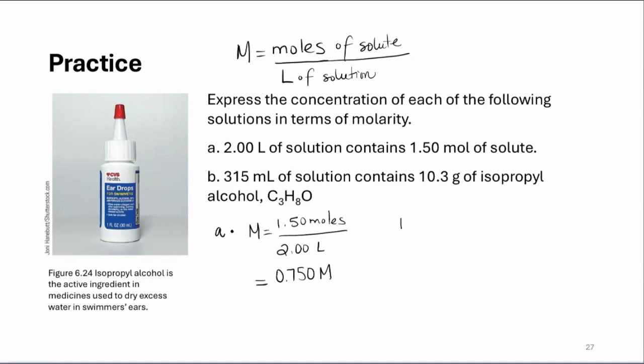In the second problem, I'm given 10.3 grams of isopropyl alcohol. And then we have a solution that is 315 milliliters. So my solute was given in grams, 10.3 grams. The chemical formula for isopropyl alcohol is going to be C3H8O.